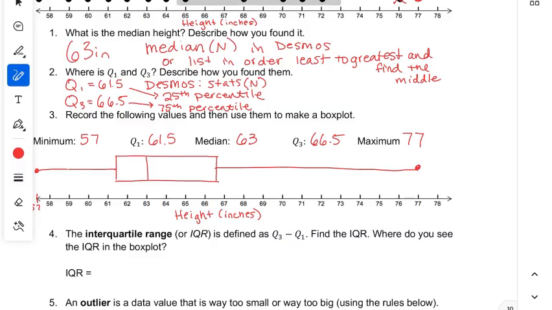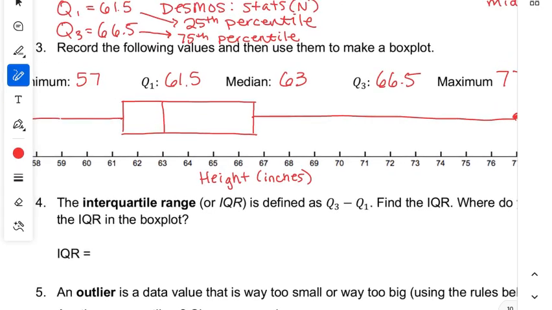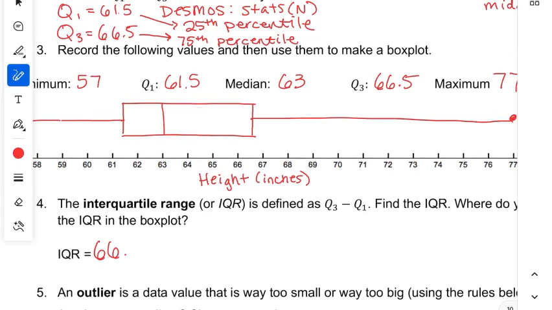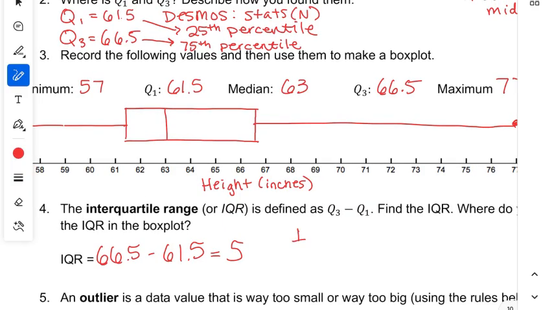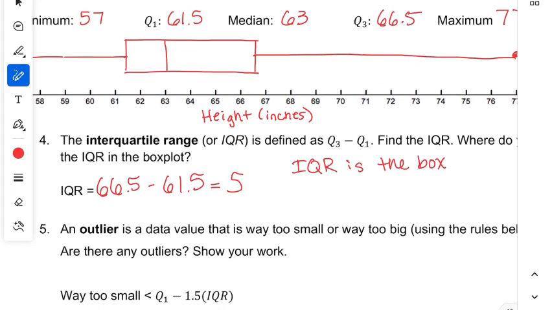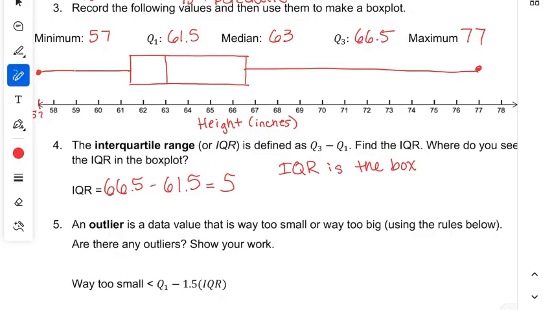So let's talk about the IQR. Where is the IQR on a box plot found? It's in the box, exactly. So let's go ahead and find out what the IQR is. We do Q3 minus Q1. So 66.5 minus 61.5, and it's 5. So 5 is our IQR, the middle 50%. And where you find it, the IQR is the box.